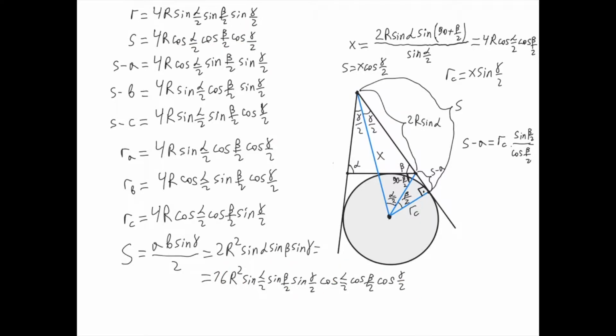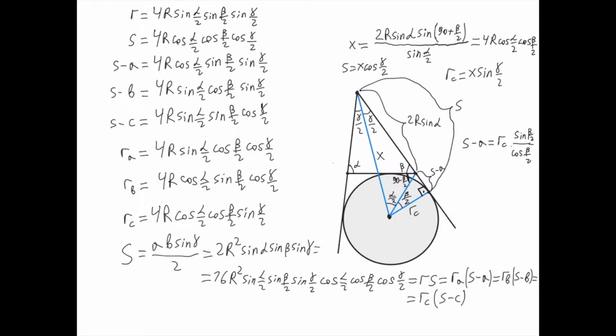It's also easy to see that S equals s minus a times Ra, because we again get 4 times R times 4 times R is 16R squared, and then cosine alpha over 2, cosine beta over 2, cosine gamma over 2 from here, and sine beta over 2, sine gamma over 2, and sine alpha over 2 from here. Similarly, S equals s minus b times Rb and s minus c times Rc. This result is written here.